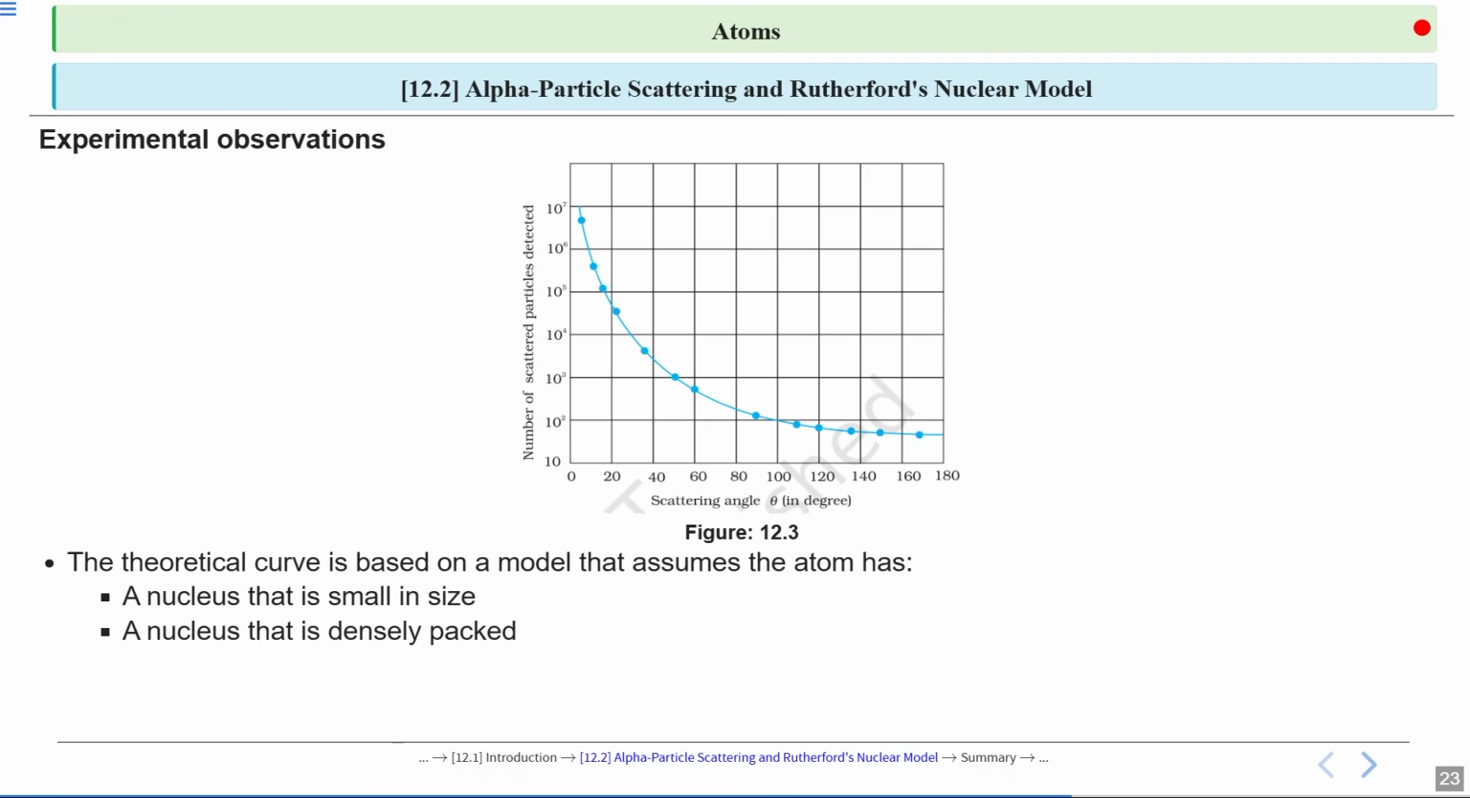Second, the nucleus is not just small but also extremely dense. It contains almost all the mass of the atom packed into a tiny volume. For example, if you could compress the mass of a person into nucleus-sized space, it would weigh the same but be invisible to the naked eye. Finally, the nucleus carries a positive charge. This is important because it explains why a positively charged particle like an alpha particle is repelled when it comes close to the nucleus in the experiment.